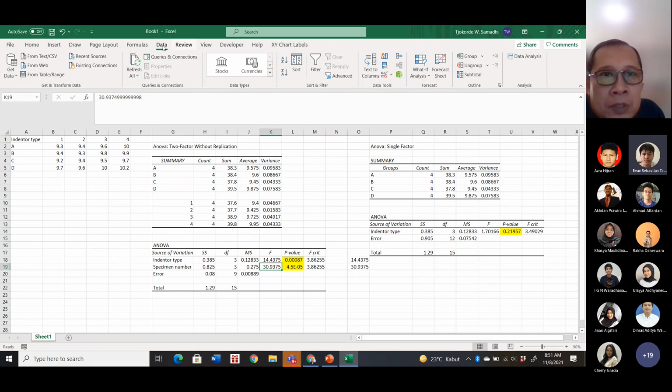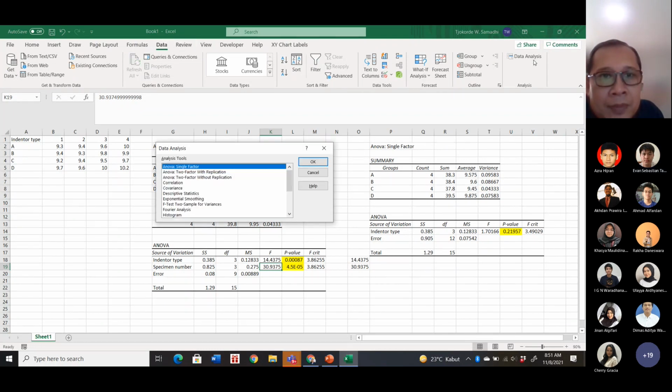Yeah, I'm using data and then data analysis. Okay, and then this one here, Anova two-factor. Now, what I did in the second one, though, I used this one. This is when I ignore the blocking effect.